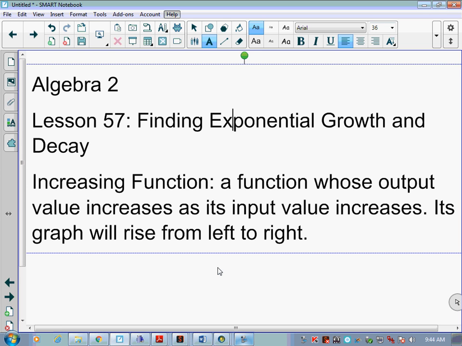It's somewhat of a complex subject because we're talking about finding exponential growth and decay. So the first thing I mention in your book on page 406 is an increasing function. We're used to seeing these. It's a function whose output value increases as its input value increases. We see it rising from left to right, and that's how we read graphs, from left to right, and see what they do. We do that with slopes. Do they have a positive or negative slope as we read it from left to right? So we're used to seeing that.